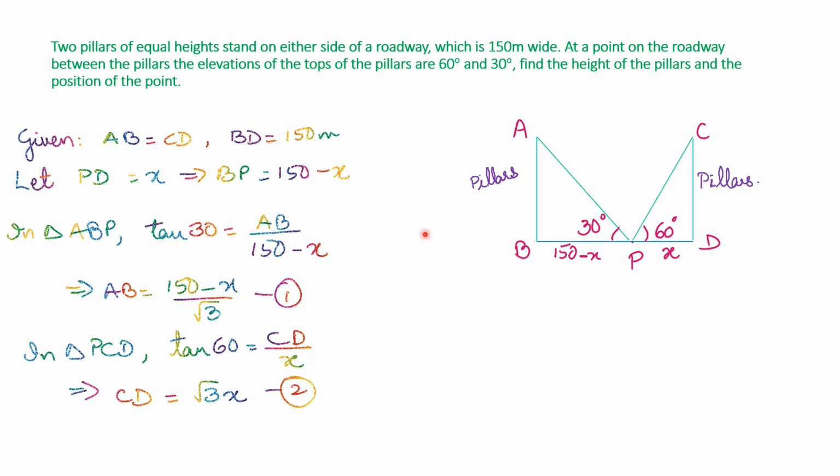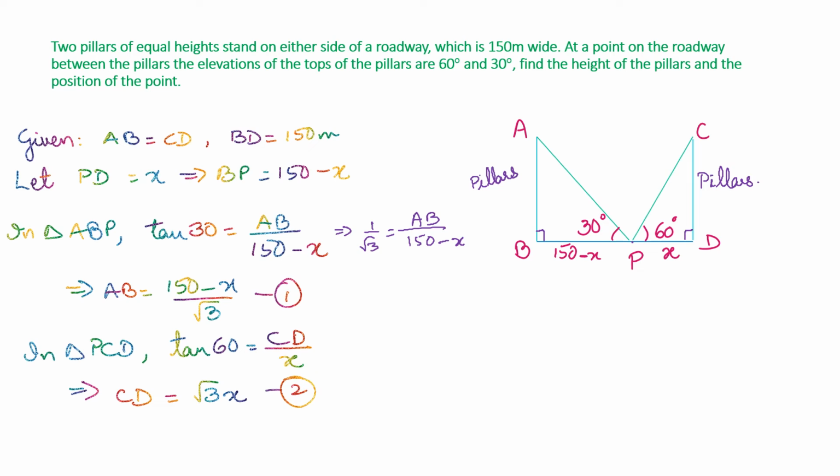Again, I told you we have to look for right angle triangles. So this is one right angle triangle and this is the other right angle triangle. So in triangle ABP, tan 30 is equal to AB divided by BP. That means AB divided by 150 minus X. Here tan 30 is equal to 1 by root 3. This implies 1 by root 3 is equal to AB upon 150 minus X. Therefore, your AB is equal to 150 minus X divided by root 3.